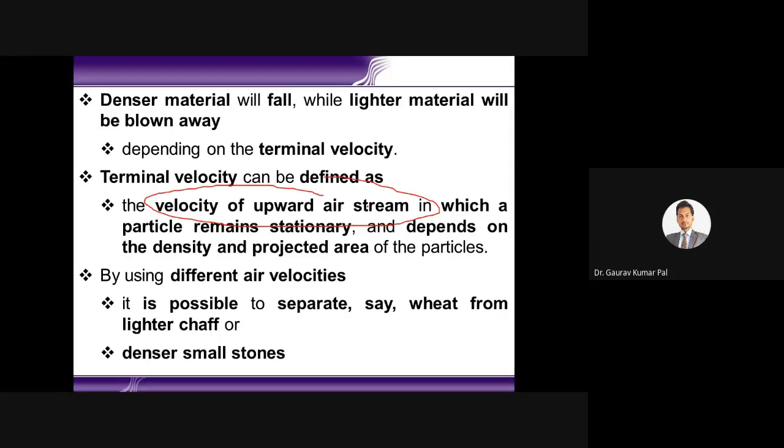So, by using the difference in the air velocity of the contaminants and your food materials, it is possible to separate, say, wheat from the lighter chaff or denser small stones. So the aerodynamic properties will be helpful in that case also. Okay. So this is the example.